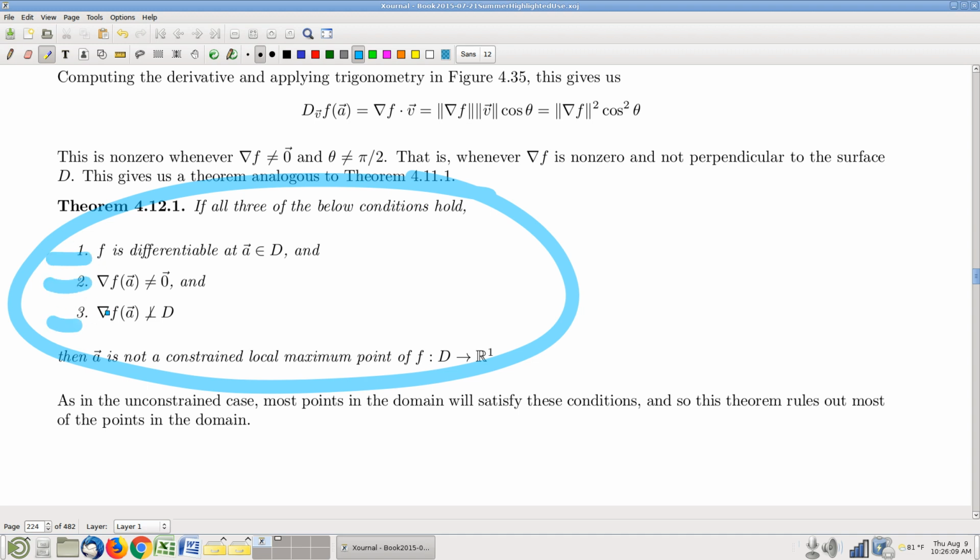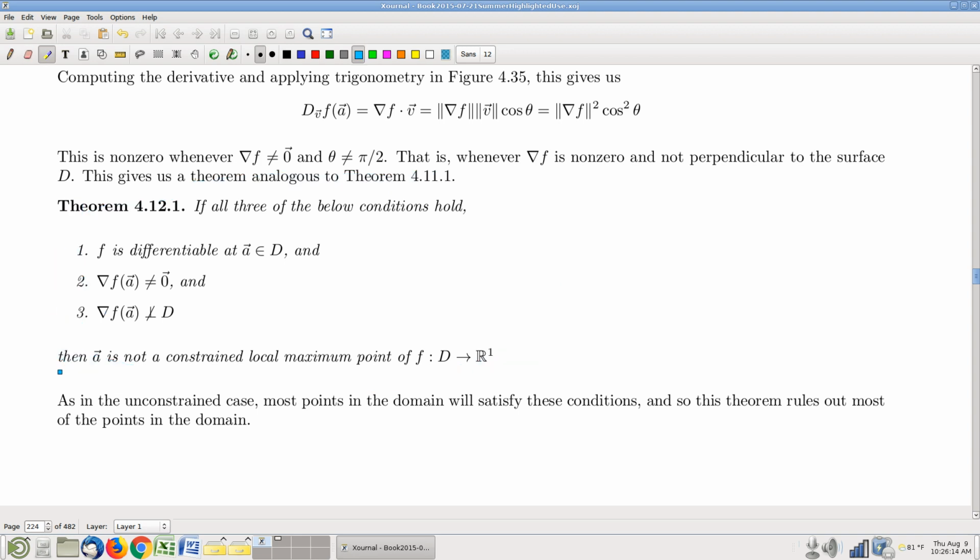So let's just enumerate the 3 different ways that these conditions can fail. These conditions could fail by the function not being differentiable. Could fail by the gradient of f not being non-zero. Right? Double negatives are funny. And it could fail by the gradient not being not perpendicular to the surface. Right? Okay, so you've got to think through the double negatives.